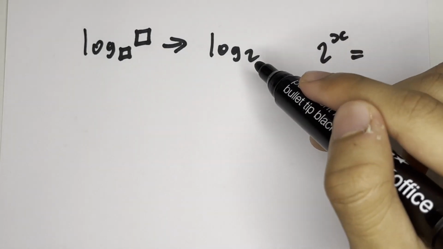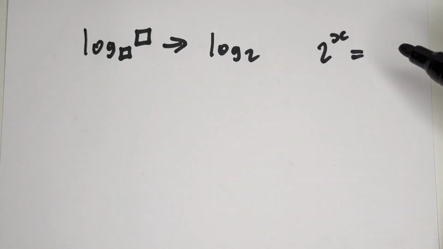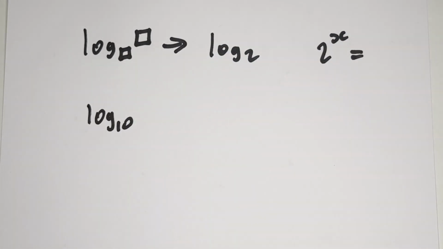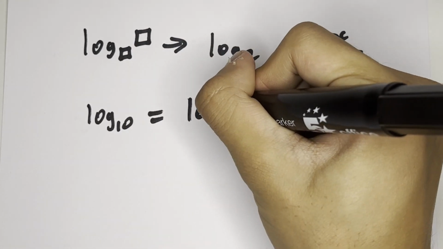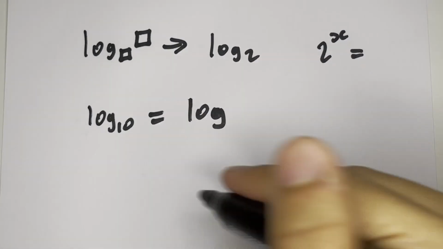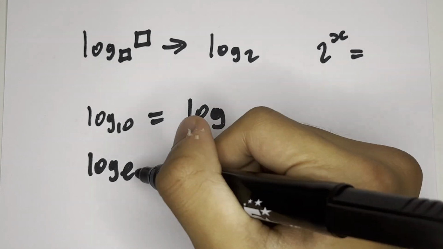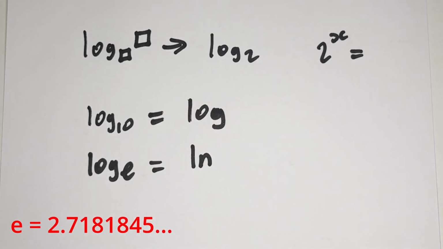There are a few special logarithms with special bases that are used a lot more often than others in maths. The first being the log base 10, which is known as the common logarithm. And sometimes this is just written as log. The other would be log base e, or Euler's number, which is written as ln, or the natural log.